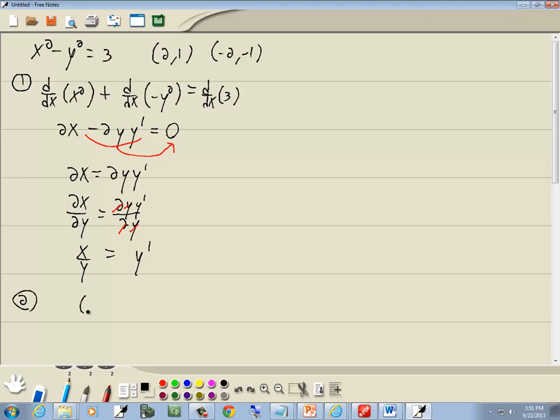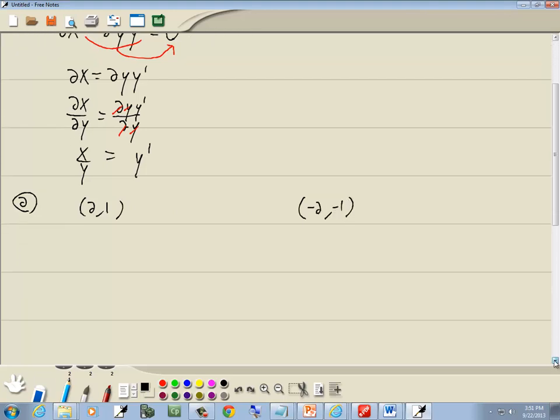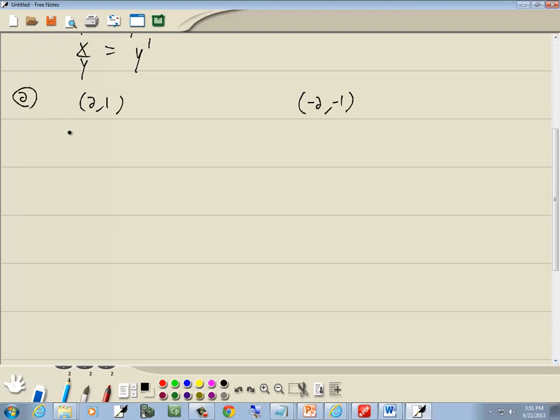Okay, step 2. This is where we're going to have two different parts. Step 2 says to replace your y prime with m and plug in your point for x and y. So plug this in for x, plug that in for y. Well, x we said was 2, y is 1, so we get m is equal to 2.